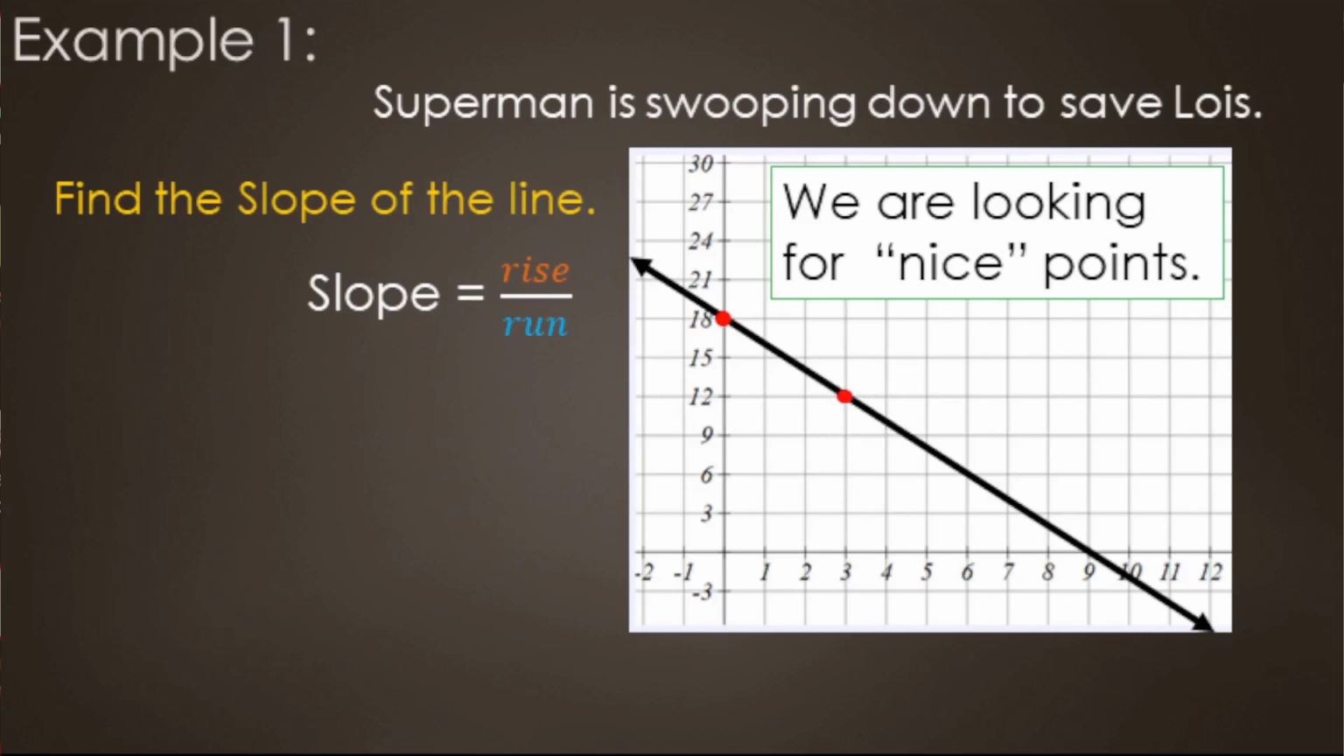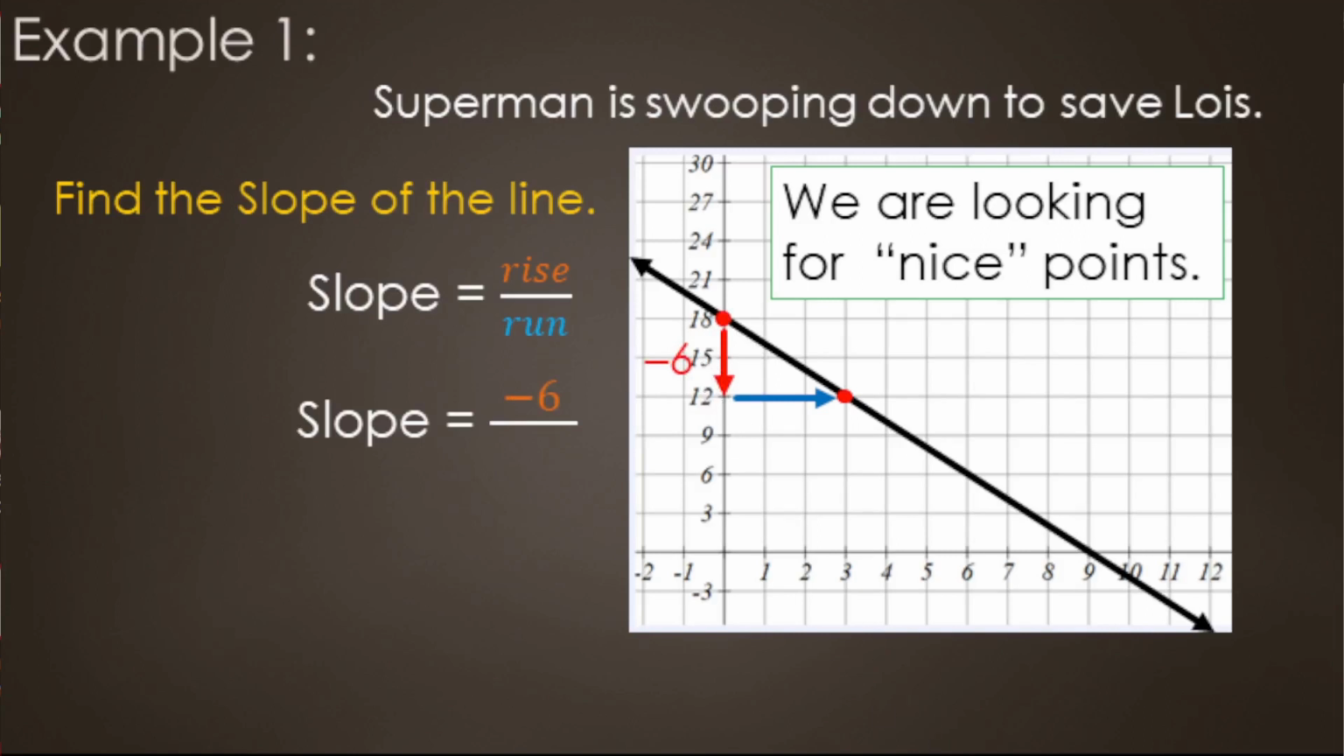So after we figured out our nice points, now it's time to go ahead and calculate that rise over run. So remember, we always go from left to right. So start at the leftmost point. That's going to be right here on the y-axis. And then in this case, we're going to go down, and then we're going to go to the right. So the rise, that's going to go down. In this case, it's going to be 6.